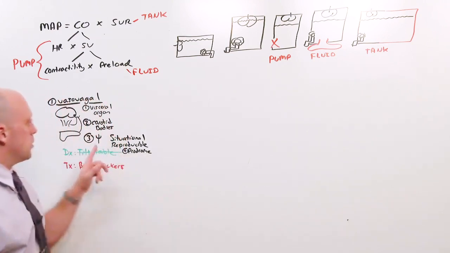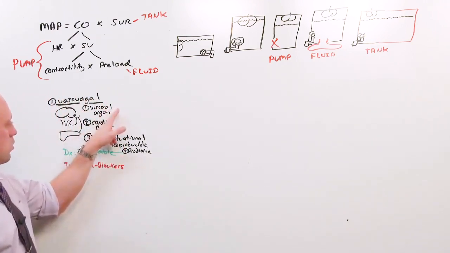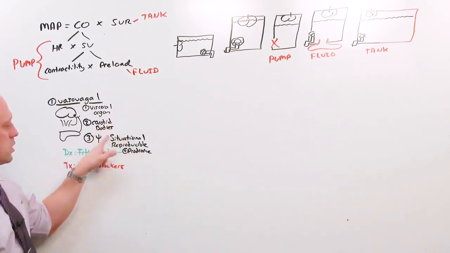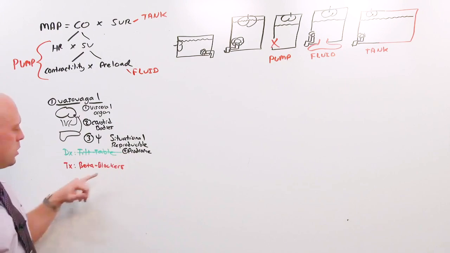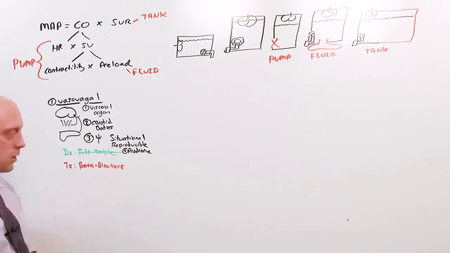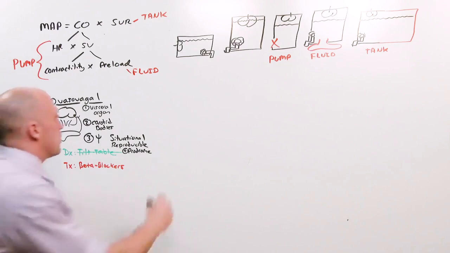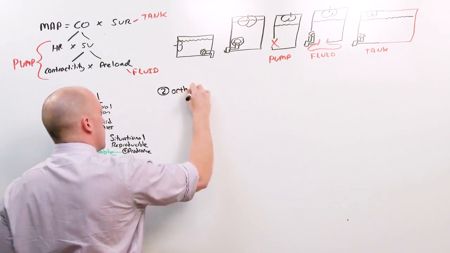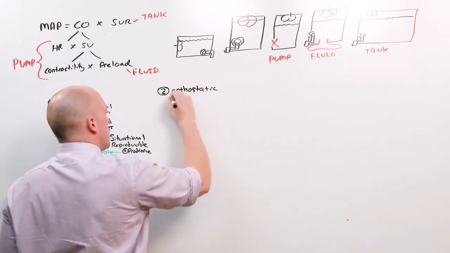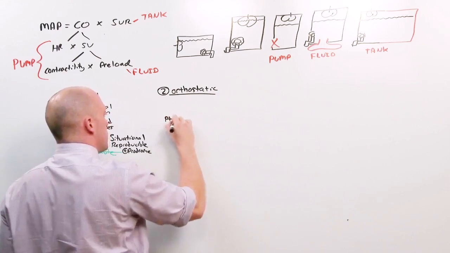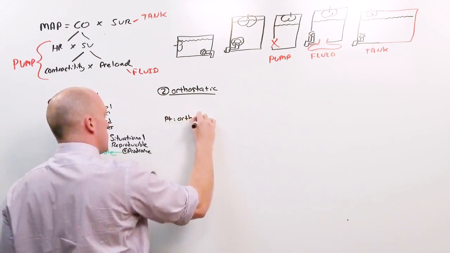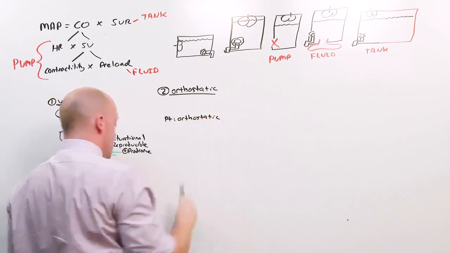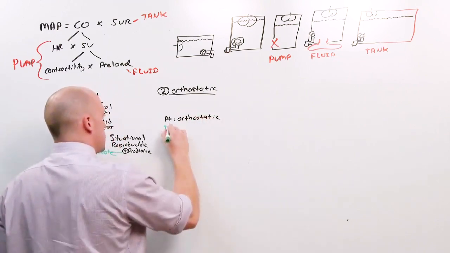So, vasovagal syncope: stimulation of the visceral organs, carotid bodies, or psychogenic, situation reproducible, and a positive prodrome. Treat with beta blockade. The second kind of syncope is orthostatic. And this one you're not going to miss, because the patient presentation is going to be orthostatic. When they stand up, they get dizzy. The diagnosis is made by getting orthostatics.